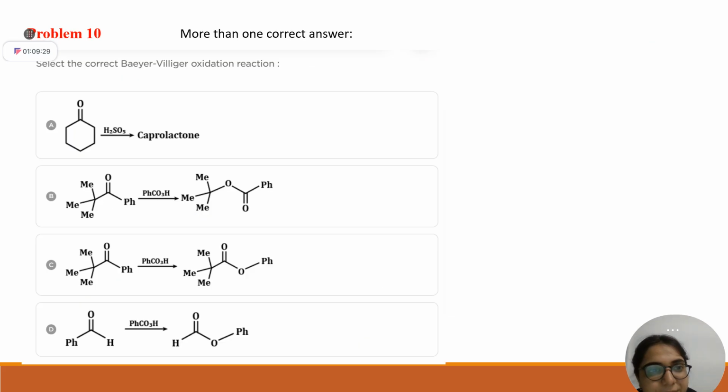Select the correct option. Okay, a new name reaction is on the way. That is Baeyer-Villiger oxidation. Anyone knows about this reaction? If you don't know the mechanism, can anyone tell me what is the product in this Baeyer-Villiger oxidation? Okay, ester product. MCPBA epoxidation, have you studied? Yes or no?